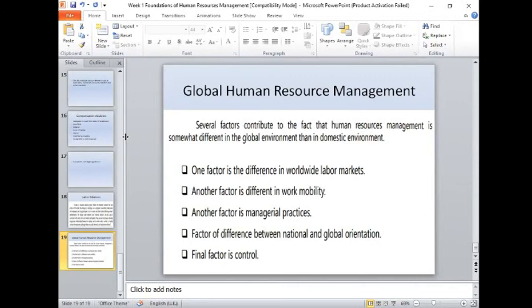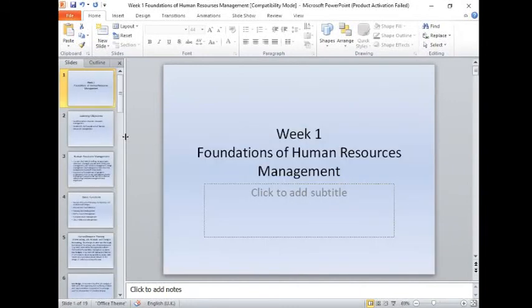Okay, so that will be our topic for today when it comes to week 1, which is the foundations of human resources management.